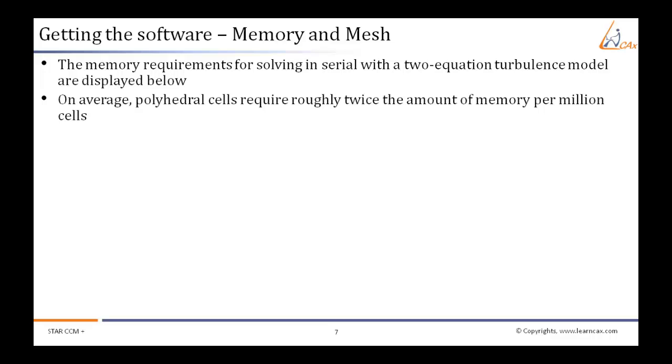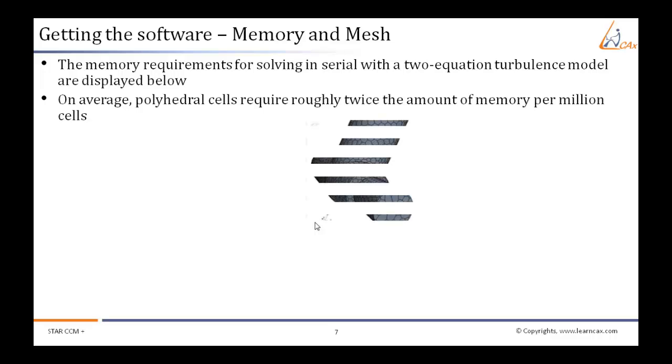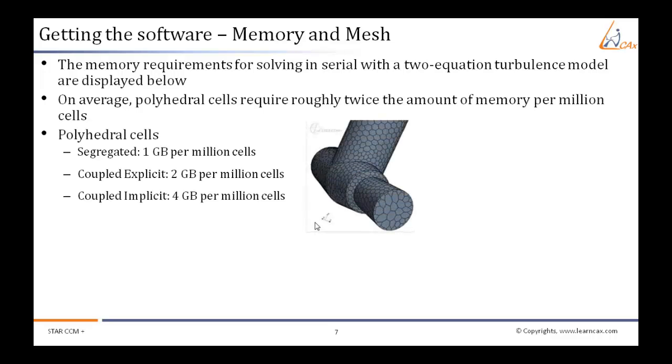On an average, polyhedral cells require roughly twice the amount of memory per million cells compared to the trimmed cells. So let's say polyhedral cells that you are going to generate, which look something like this. For those cells, in segregated solver we require 1 GB per million cells. In coupled solver, we require 2 GB per million cells if you are solving, not just generating mesh but solving also. And in coupled implicit, we require about 4 GB per million cells. So for 1 million cell count, if you are solving, if there is 4 GB RAM, the case will run fairly well. So that is what the approximation is.